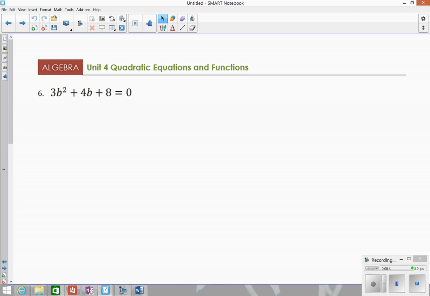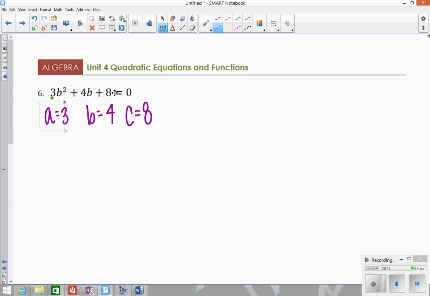So for number 6, in order to do quadratic formula, you always have to get it equal to 0. So that's going to be the first step. Then we have to identify our a, b, and c. So this is equal to 0. It's in standard form. So a is going to be 3. B is going to be 4, and this isn't to be confused with the b, the variable here. If you want, you can change that to an x squared and x if you want.